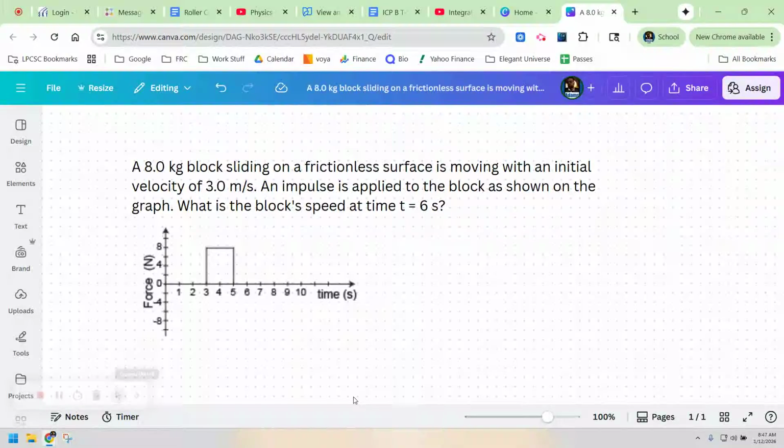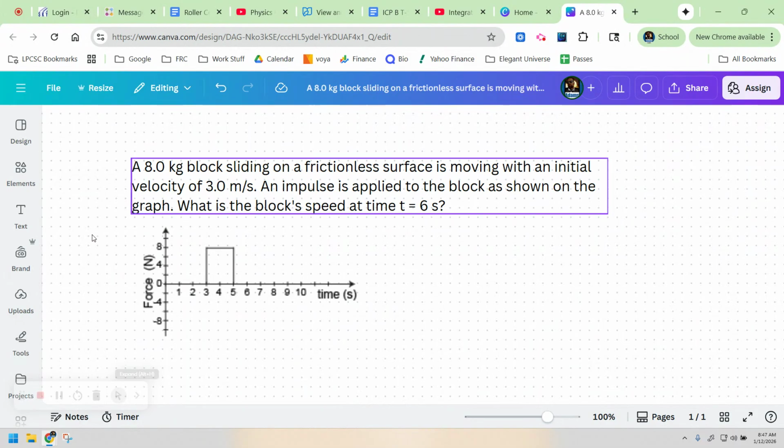The hard way. So anyways, we have an 8 kilogram block that's sliding on a frictionless surface and is moving with an initial velocity of 3 meters per second. And then an impulse is applied to the block, and it's shown in the graph. What is the block speed at 6 seconds?